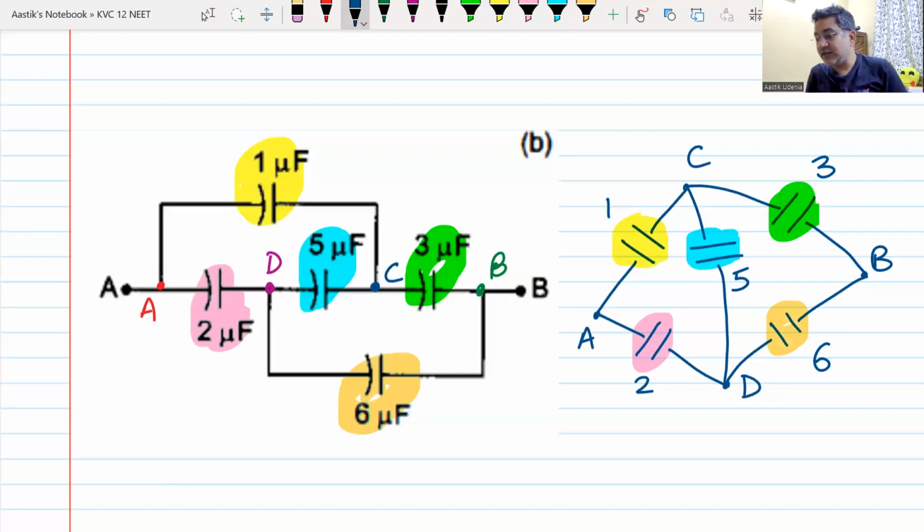As soon as I draw this diagram, I have just redrawn the circuit in a different way. And what do you see? This is the same circuit that we were doing in the previous question. 1 and 2 are in parallel, 3 and 6 are in parallel, and then they are in series. Do we understand this?